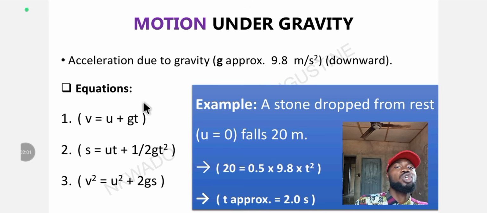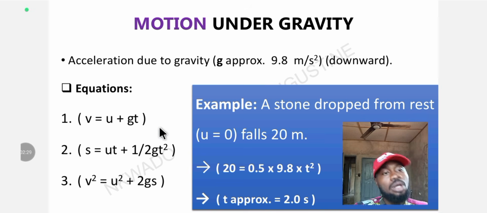The equation for motion under gravity is almost the same as the equation of motion at constant acceleration. But the difference is just that anywhere you have acceleration, change it to gravity. That's the difference in the formula.